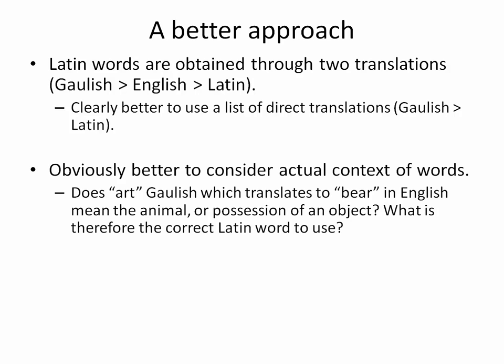Secondly, it is obviously better to consider words in their actual context. For example, if we take the Gaulish word art, which translates to bear in English, does this refer to the animal or possession of an object? What is therefore the correct Latin word to use? Remember that in this study I have excluded context from analysis.